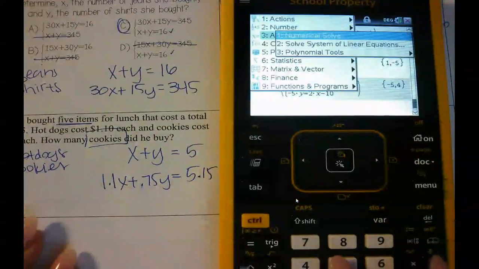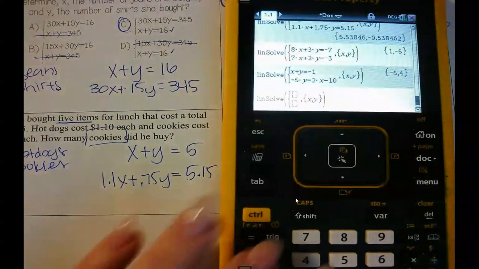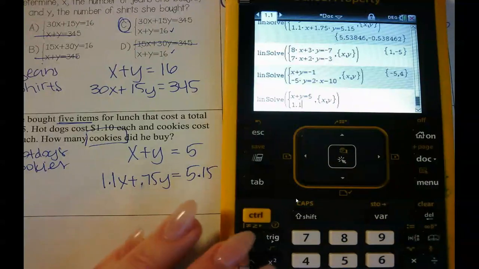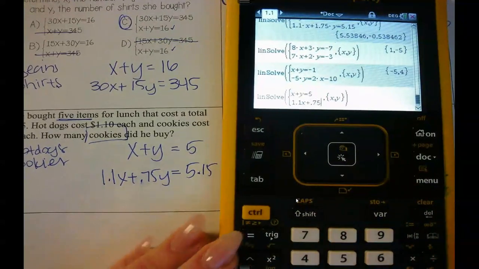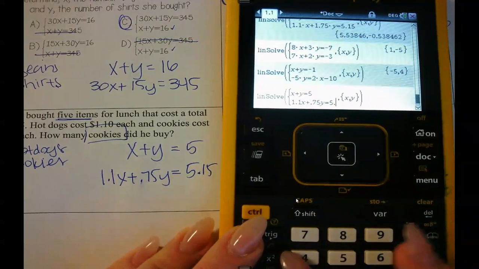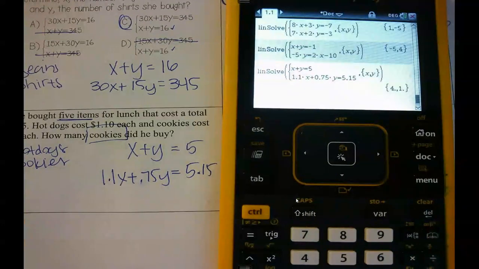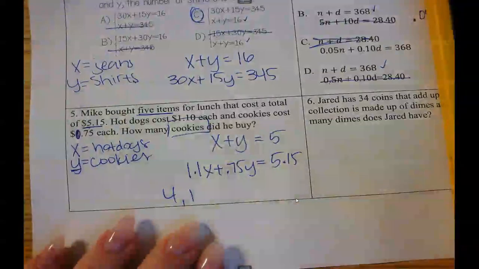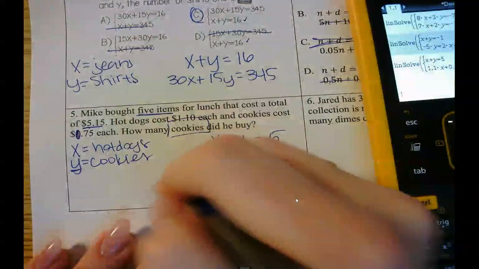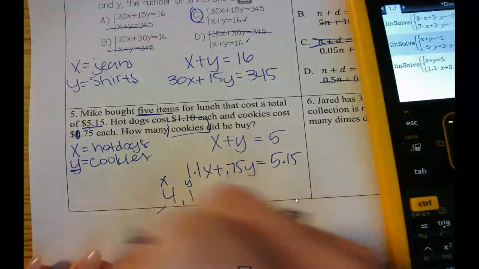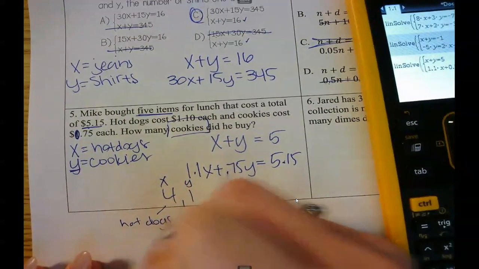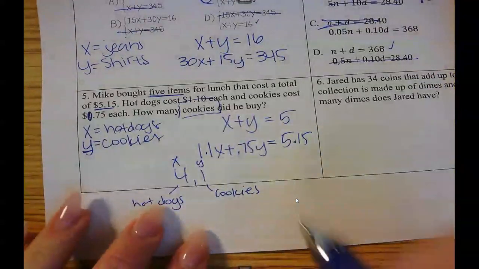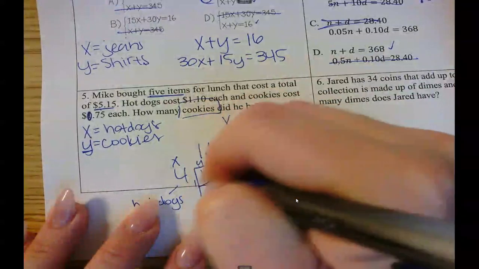So menu 3, 2. x plus y equals 5. 1.1x plus 0.75y equals 5.15. And that gives me 4, 1. So remember, my calculator gives me x and y. So this is how many hot dogs he bought. This is how many cookies. It asked for cookies. So my answer here is 1.